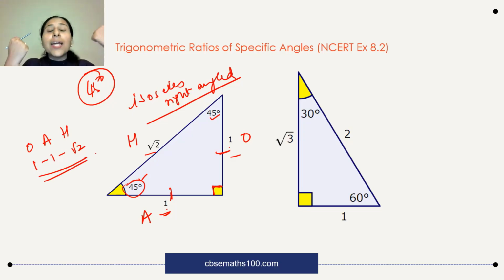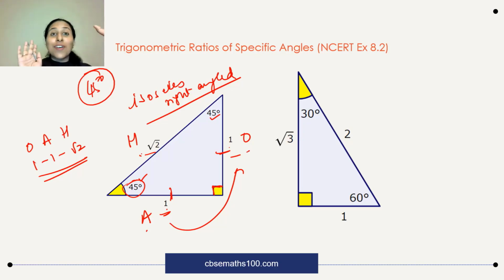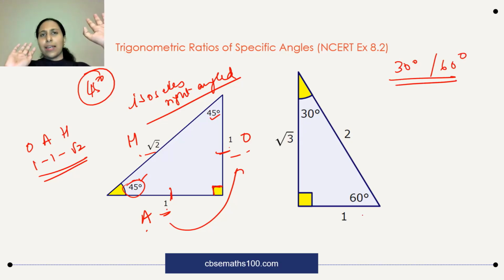I can use this to find any ratio of 45 now. You want cot 45? No problem. Cot 45 is adjacent by opposite, 1 by 1. You want to find cosec of 45? No problem. Cosec means hypotenuse by opposite, root 2 by 1, which is root 2. So you can use this triangle to find out the measurement of any ratio if you know the definitions properly. Similarly, for 30 degrees or for 60 degrees, I suggest that you use this triangle.